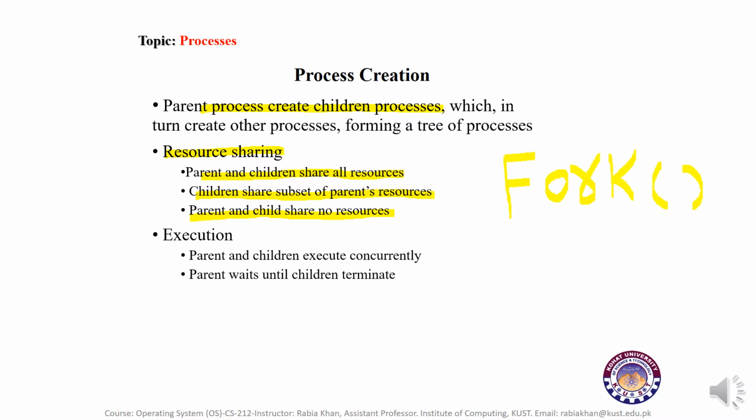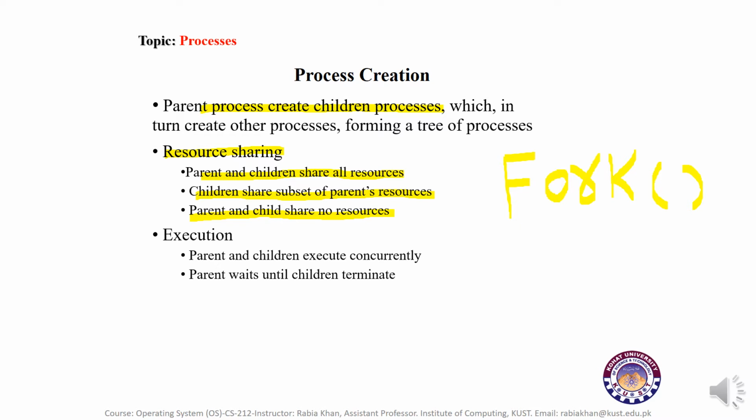So how can resources be shared between parent and children? Three conditions can be there. Either children share the resources held by the parent, or children share a subset, some of the resources that their parent has, or children processes are treated as independent processes and they request their own resources from the operating system. The parent would not give its resources to the children processes.